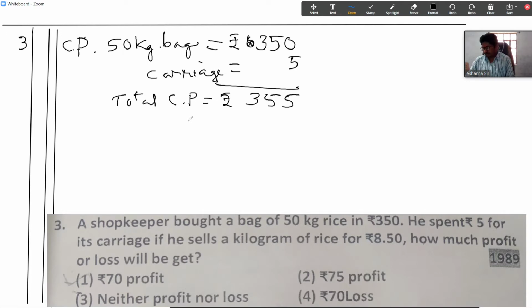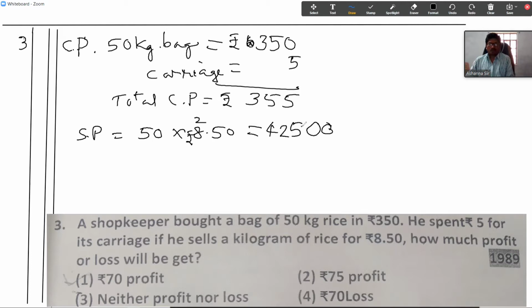He is selling this rice at the rate of 8 rupees 50 paise. So the selling price of 50 kg rice is 50 into 8 rupees 50 paise. 2 zeros. 5 5s are 25. 5 8s are 40, 42. 425 rupees is the selling price. How much profit or loss will he get?